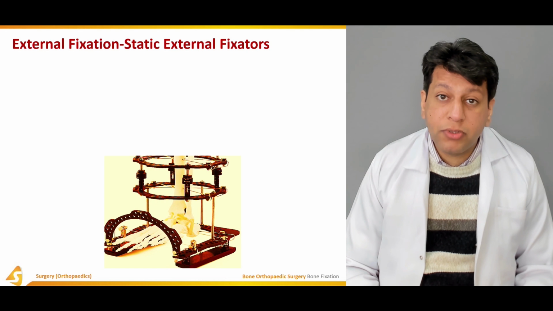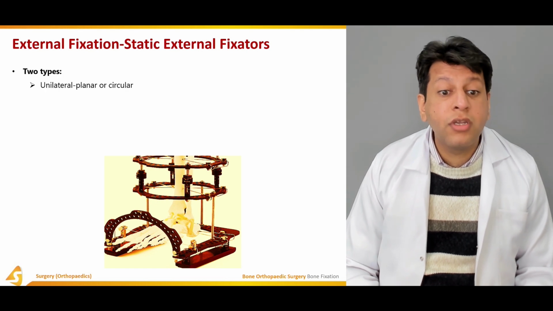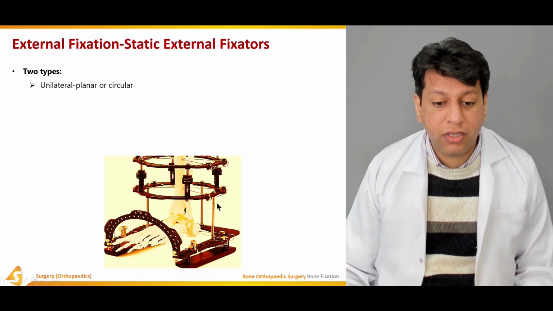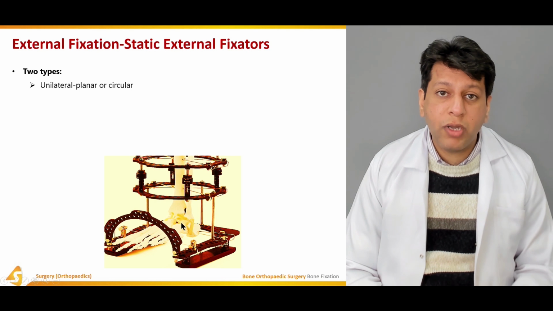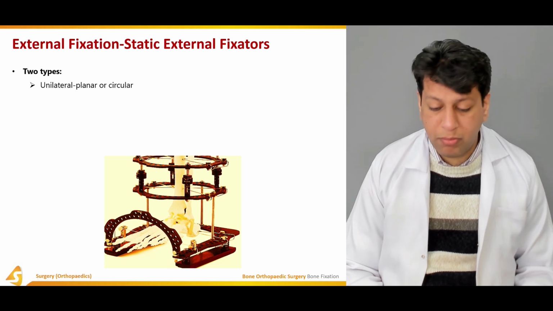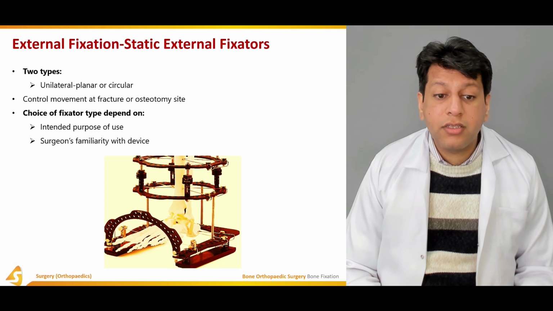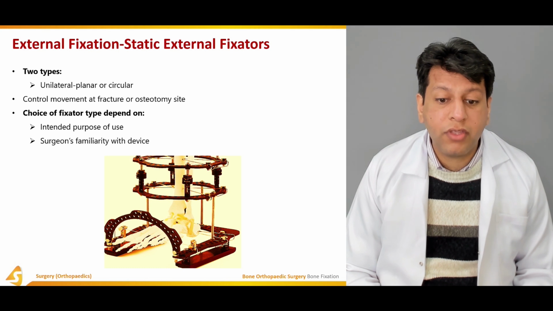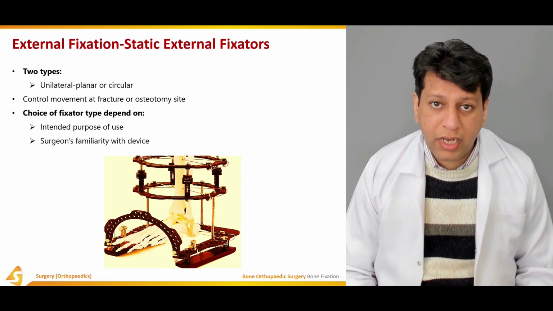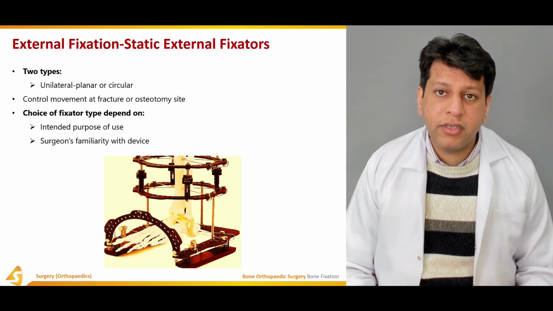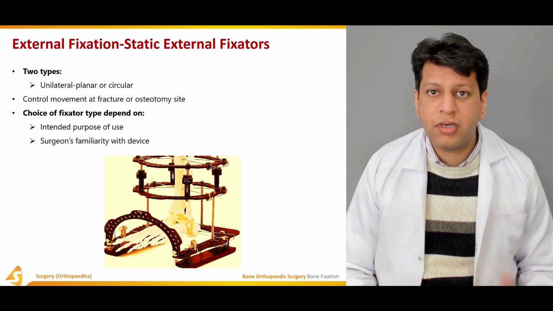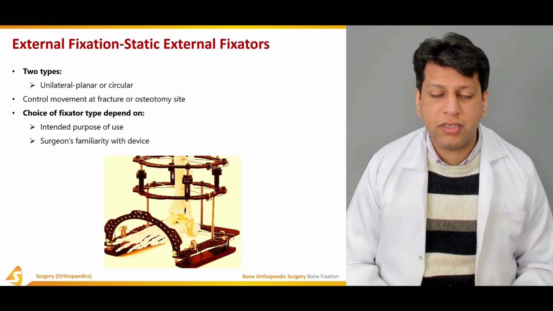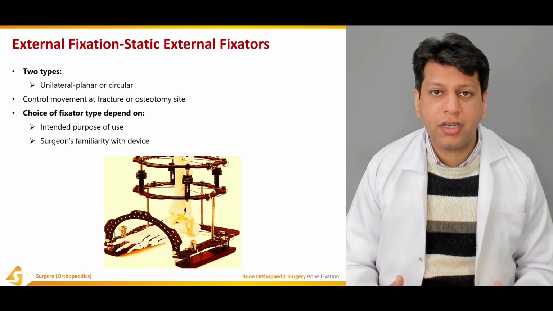Now, what are the different options in case of external fixators? These include unilateral, planar, or circular. This is an example of a circular frame called Elizarov. Unilateral means they are in one plane and usually control the motion in one plane only. The choice of fixator type depends on the intended purpose of use and the surgeon's familiarity with the device. Elizarov is slightly technical and has a definite learning curve. It's not easy for every surgeon to perform deformity correction or apply an external fixator like Elizarov.